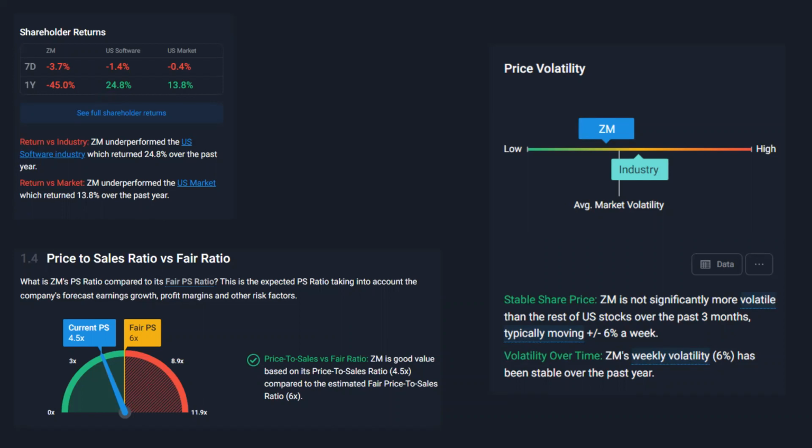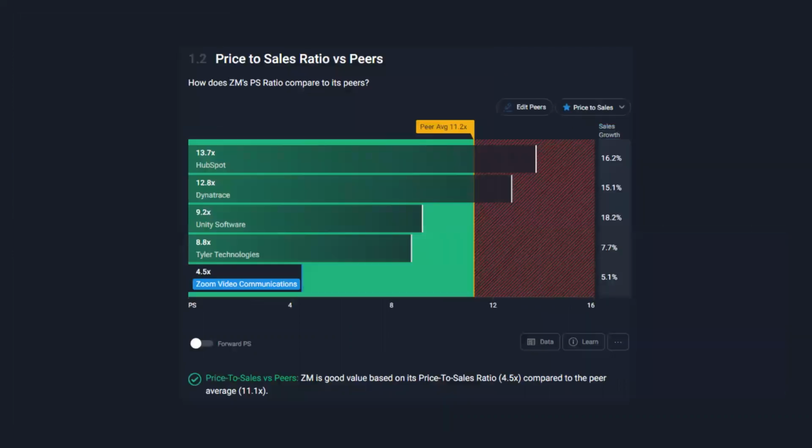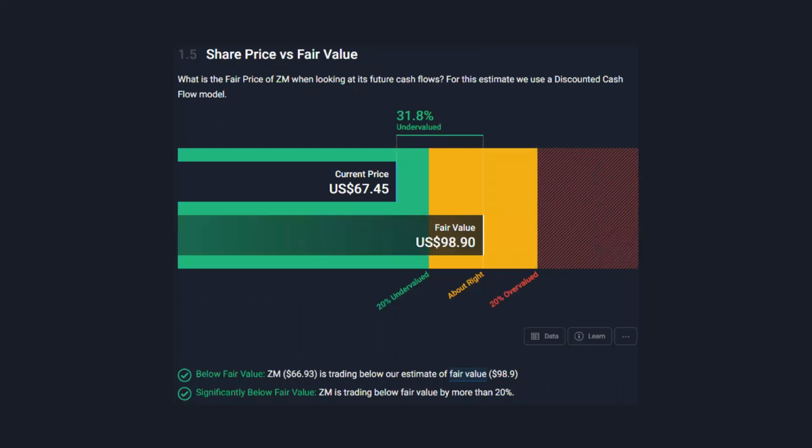If we dive a little bit further, we can take a look at the price to sales ratio versus its peers, and the peer average is at 11.2x. So Zoom is a good value based on its price to sales ratio of 4.5 times compared to the peer average of 11.1. And if you look at the share price versus its fair value, estimated using a discounted cash flow model, Zoom is trading below the estimate of its fair value of $98.90. So that's about 31.8% undervalued at the moment.